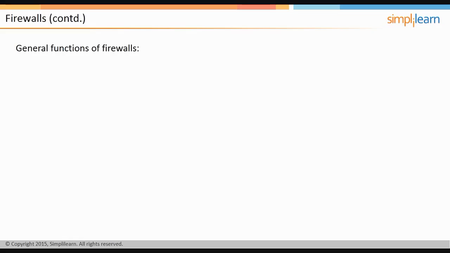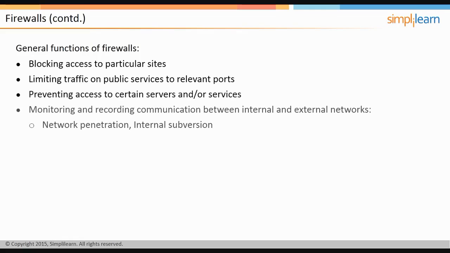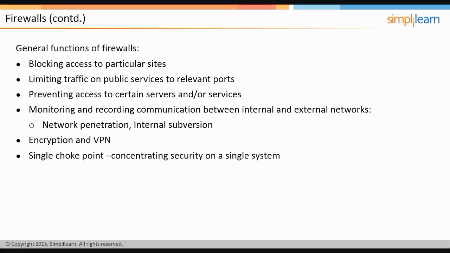General functions of firewalls include blocking access to particular sites, limiting traffic on public services to relevant ports, preventing access to certain servers and/or services, monitoring and recording communication between internal and external networks, network penetration, internal subversion, encryption and VPN, and a single choke point, concentrating security on a single system.